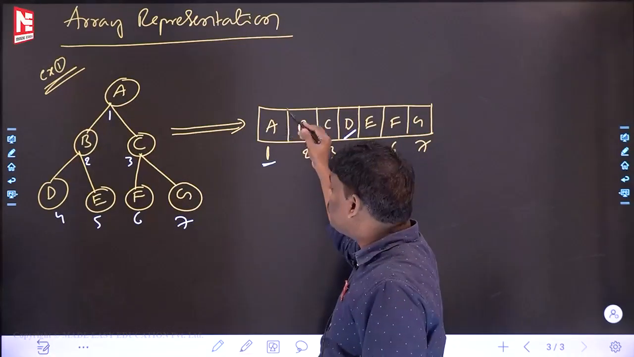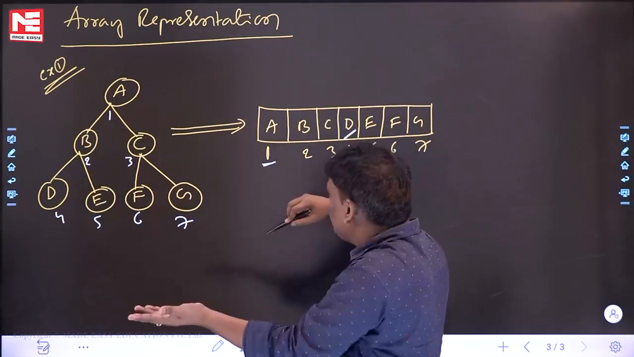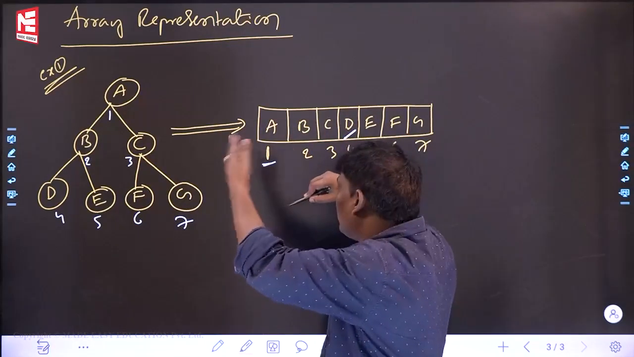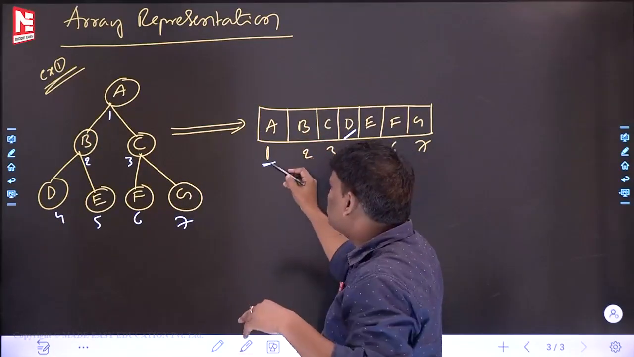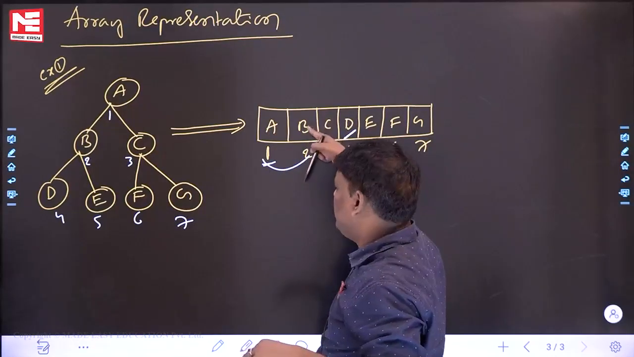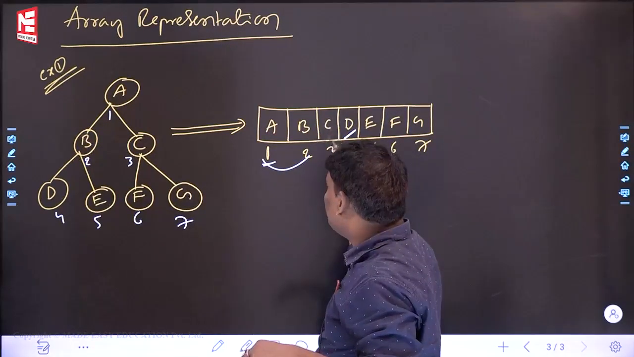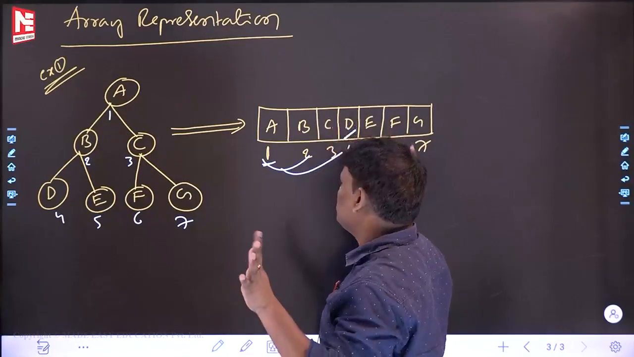But what about A's left child? If you want the children, they will be in the next level, not some other level, not the previous level. If you want A's children, next level means 1 into 2, you do. 1 into 2, 2. I think A's left child is B. Left and right will be side by side, so right child is plus 1. A's left child is B, A's right child is C, something like that.